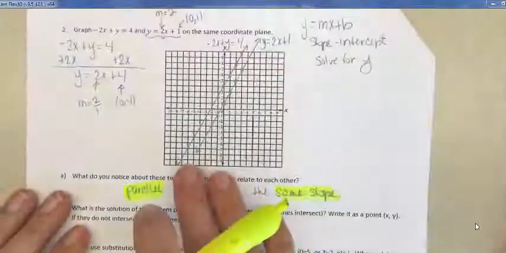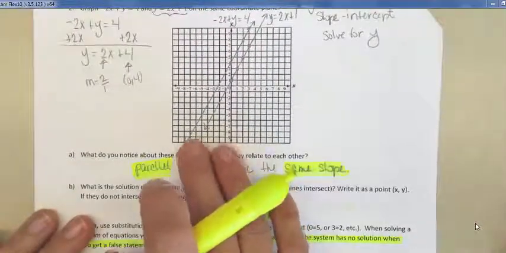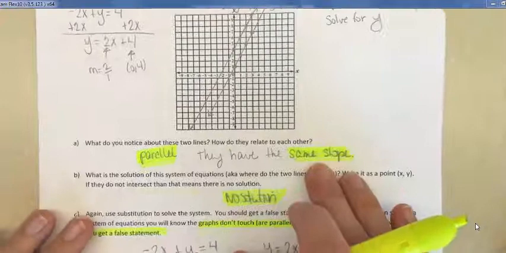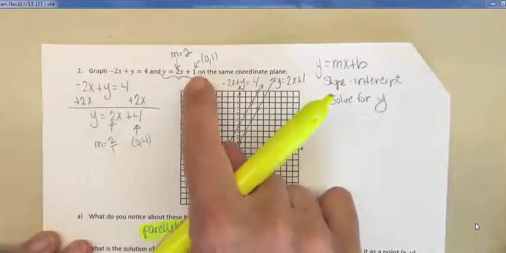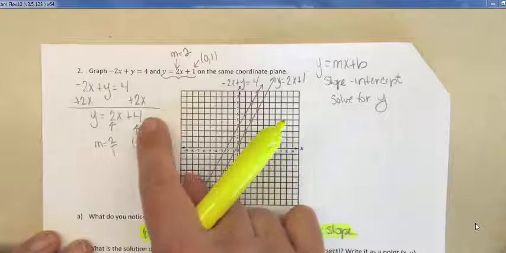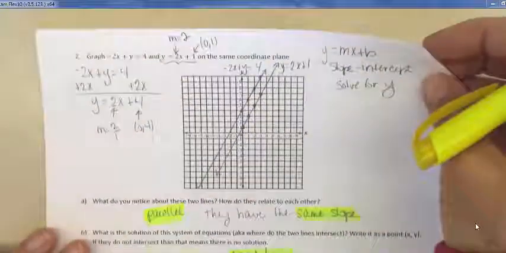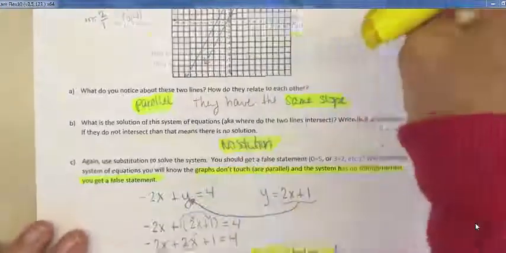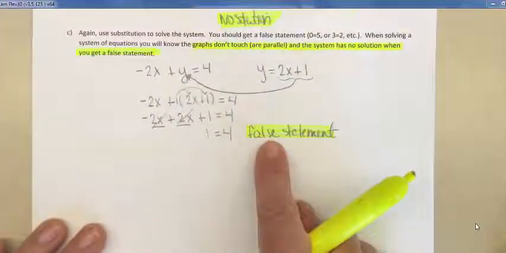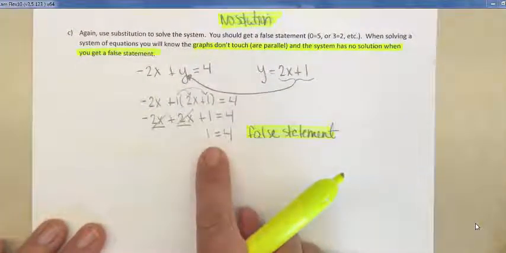When we have parallel lines, we know that they're parallel because they have the same slope. They're going to have different y-intercepts though. Notice this one had a y-intercept of 1, this one had a y-intercept of 4. So they're not the same line. Parallel lines have no solution, and if we solve the system algebraically, we're going to get this false statement. Anything that's really not equal on both sides.